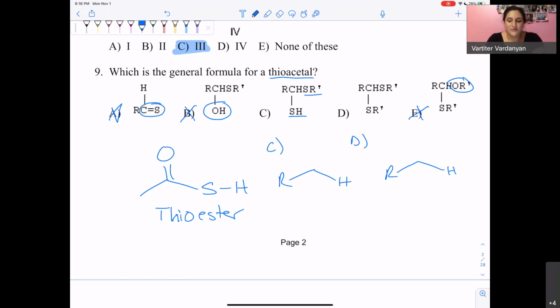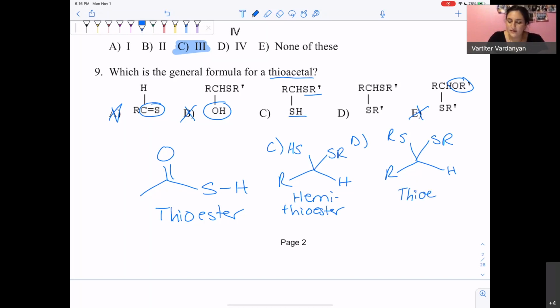So C has one SH group and one SR group. And D has one SR and another SR. So this guy is a hemithioacetal, and this one is a thioacetal. Wow, I'm so sorry. I saw thioester from the corner of my eye, and I just wrote it down.